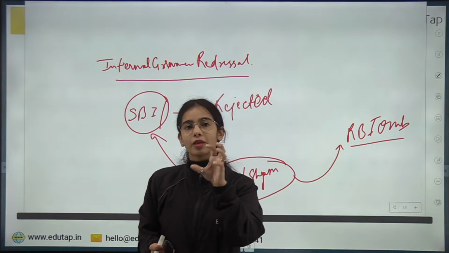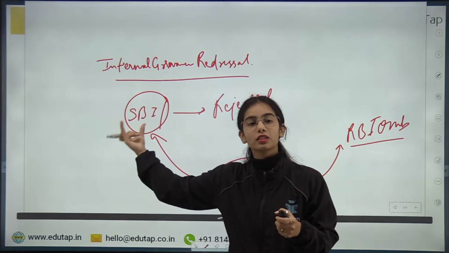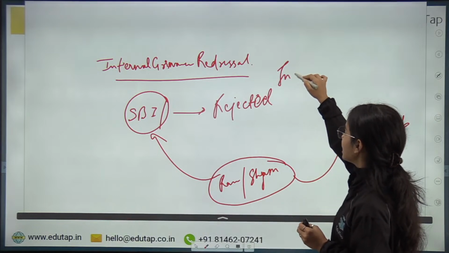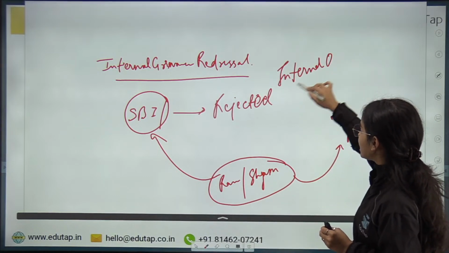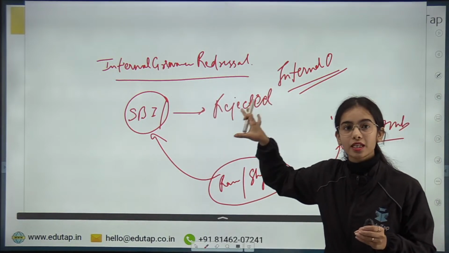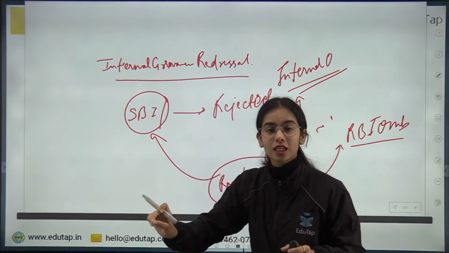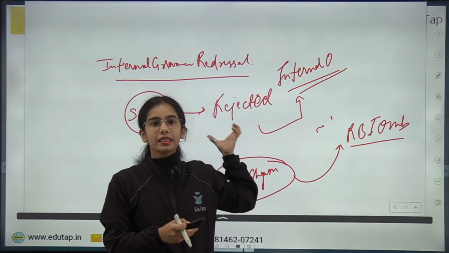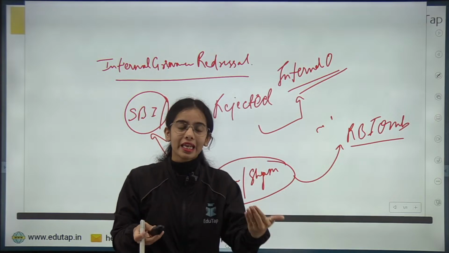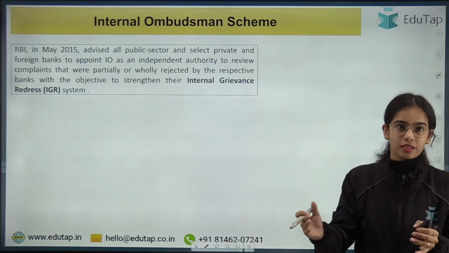So rather than that, RBI said that all the applicable banks will have to have an internal ombudsman within their organization, so that if they are rejecting the complaints, those rejected complaints will be reviewed by the internal ombudsman, and if the complaints are valid, the internal ombudsman will tell the team that is looking after the complaints to look at the complaint again and to resolve it. So this is the internal ombudsman that we are going to discuss at length now.